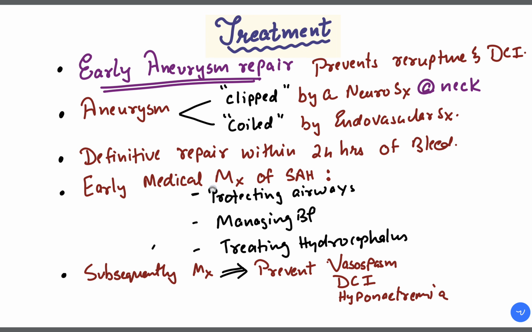Before that, we must have medical management, which includes protecting the airways of the patient, managing the BP. If the patient is alert and awake, the systolic blood pressure of the patient should be below 160 millimeters of mercury. Treating hydrocephalus. If there is hydrocephalus, we need to insert external ventricular drainage, also known as ventriculostomy, and relieve the pressure. Subsequently, after the definitive aneurysmal repair, we need to prevent vasospasm. Delayed cerebral ischemia has to be looked for, and treat hyponatremia.